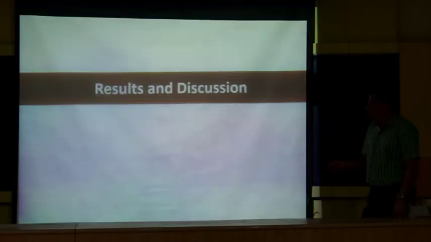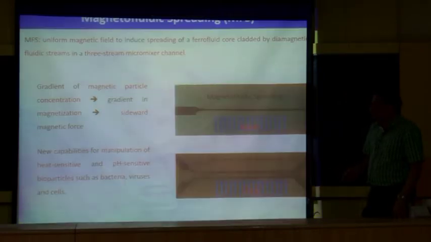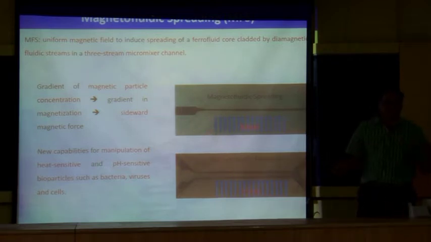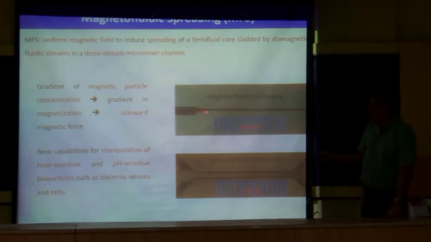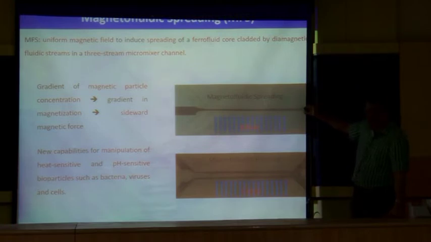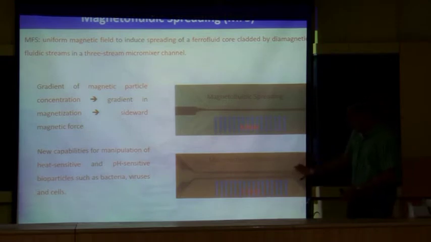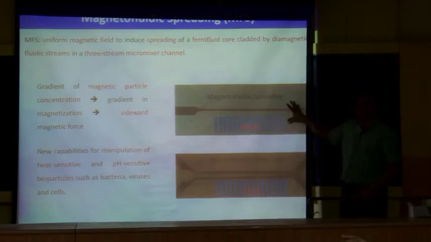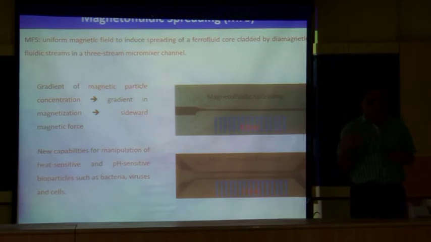So we did some experiments on this, and we applied a uniform magnetic field. These are initial experiments just to show you the concept. So you can see that we can make the width of this channel change, and if we do the reverse, we put the ferrofluid on the outside and the glycerol on the inside, we can create focusing. So we can focus the stream or we can spread the stream. So in other words, we can manipulate this by means of a uniform magnetic field.